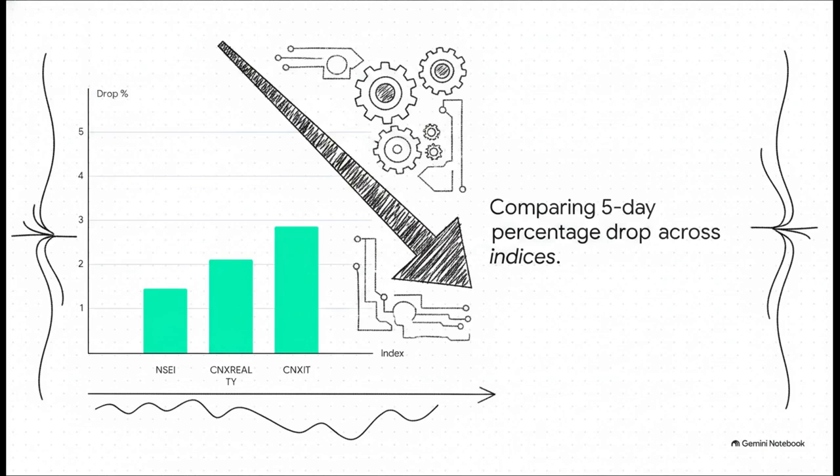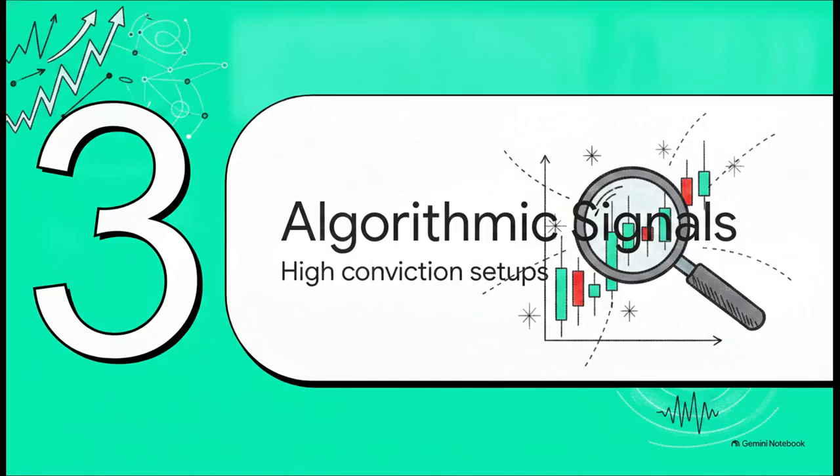But you know what's really fascinating? Even our bullish outlier from the last slide, CNX Realty, took a 5-day drawdown of 2.12%. What does that tell us? Well, it essentially means that even the sectors with the absolute highest underlying momentum and RSI strength simply couldn't completely dodge the broader market's gravitational pull this past week. Moving right along to Section 3, the algorithmic signal landscape, where we'll look at high-conviction setups and signal distribution.